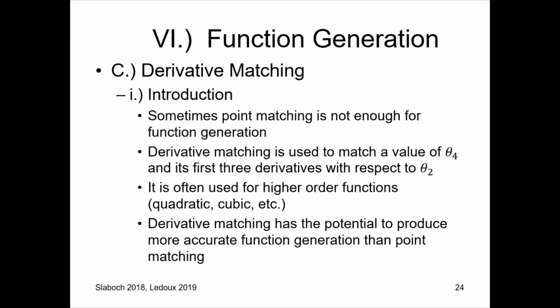Sometimes point matching isn't quite good enough for what you need. If you want to operate very closely around a very small range, then you can use derivative matching, which would match a higher order function, but only at one specific point. So it can be more accurate, but only in a very small range.